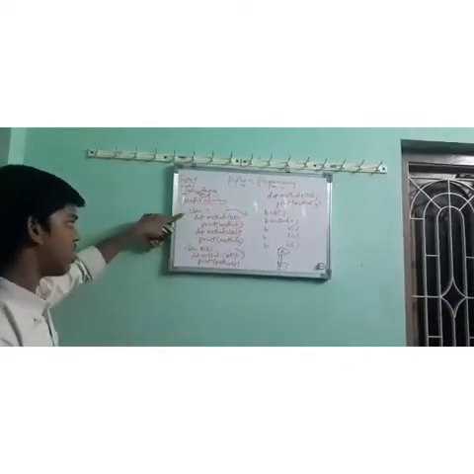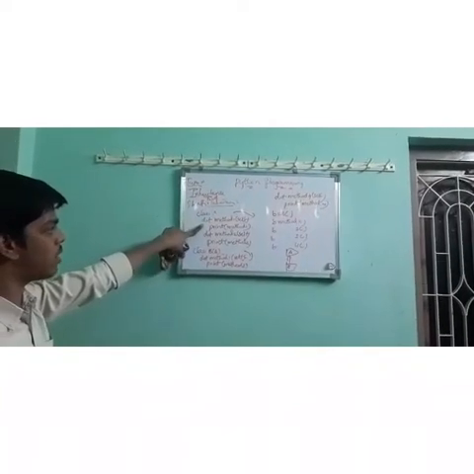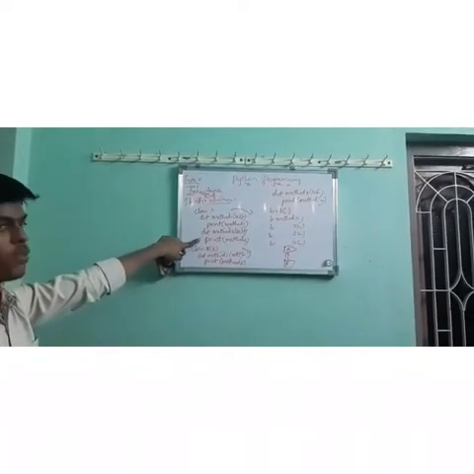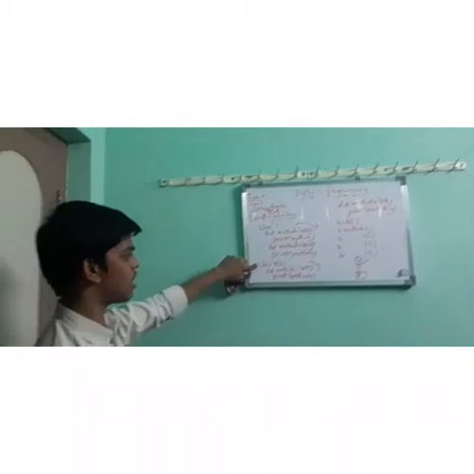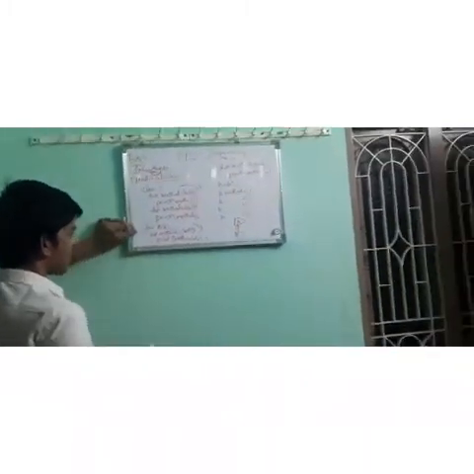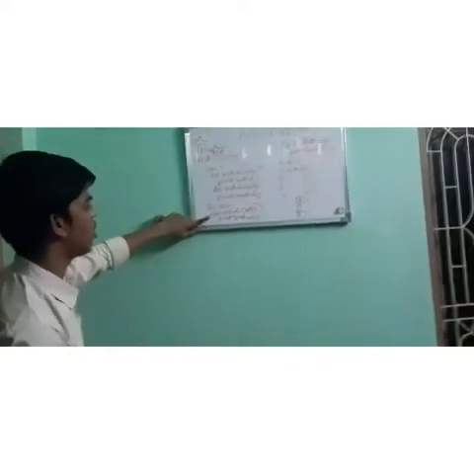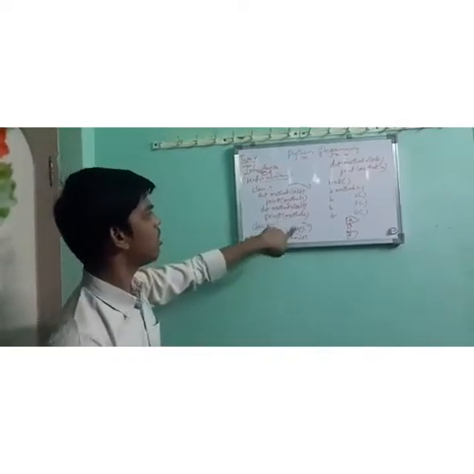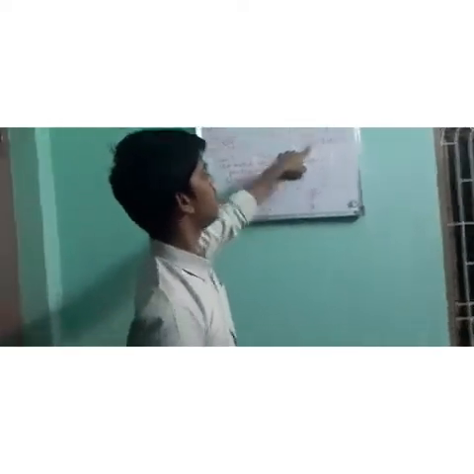Multi-level inheritance. Here class A is defined: def method1(self): print method 1; def method2(self): print method 2. Now I want to define class B of A: def method3(self): print method 3; def method4(self): print method 4.